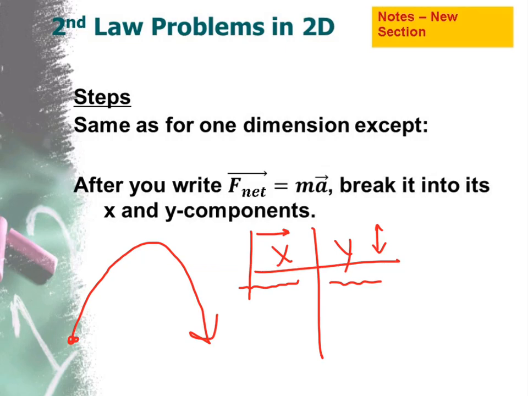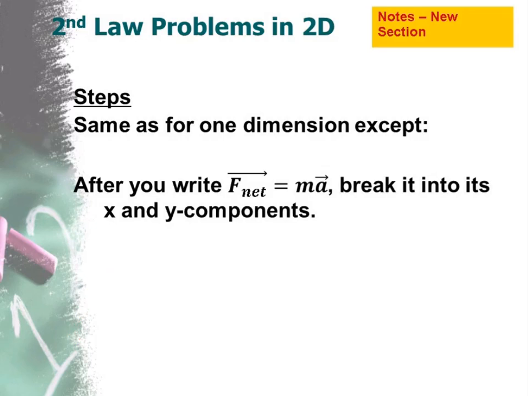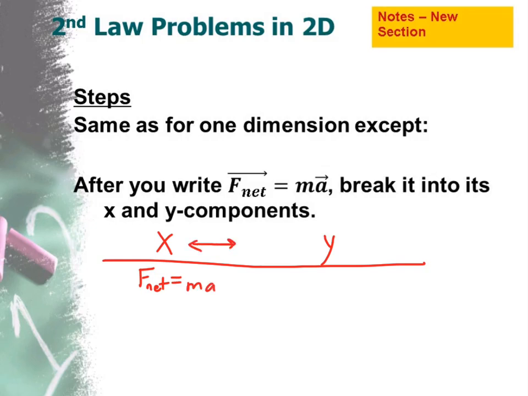Oh, I noticed that I already put something up here. Oh no. So let me erase all the stuff that I wrote down here. Okay. So what we'll do in this case is write our net force equals mass times acceleration for horizontal motion, and we'll also write a separate equation for vertical motion. So we'll have two sets of equations to work with.